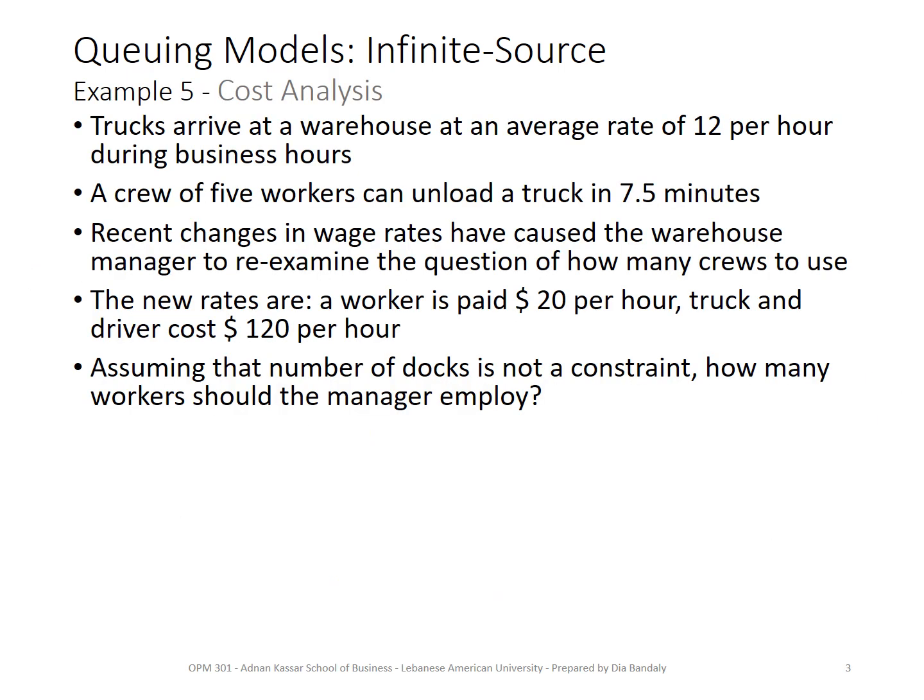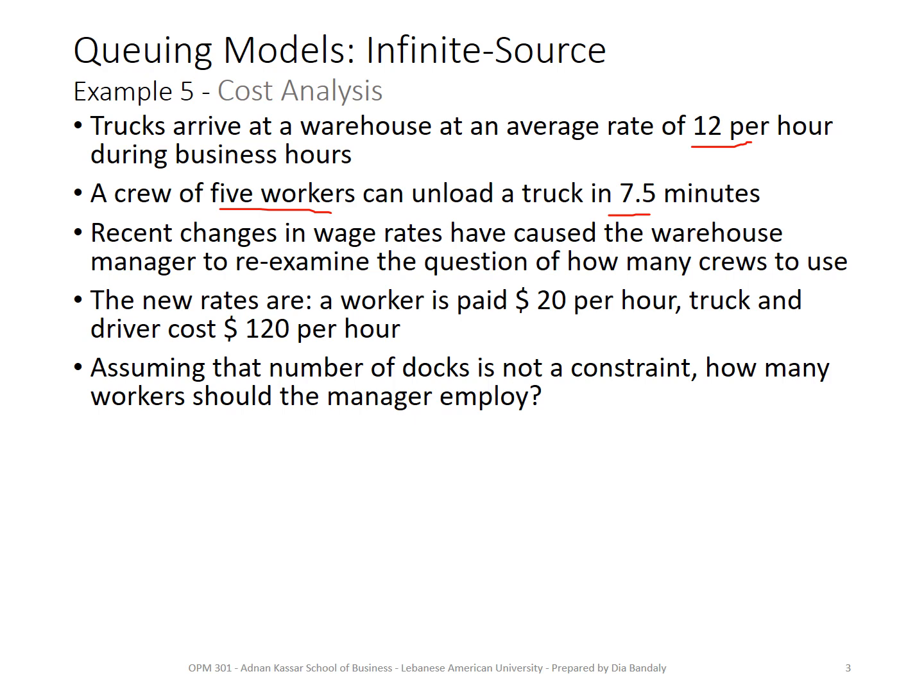Okay, as an application for the design problem, we are here responsible to find the optimum capacity. We are given the following: trucks arrive at a warehouse at an average rate of 12 per hour. These trucks have to be offloaded, and there's a crew of 5 workers who is unloading these trucks. And they can do that in 7.5 minutes. Very fast.